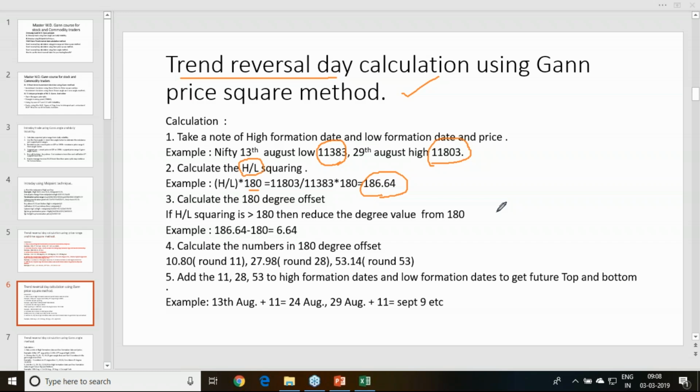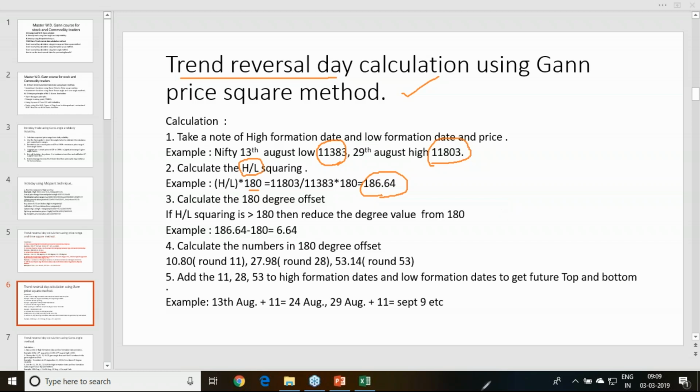So monthly, for the previous month, whatever the high has happened, 11,803 divided by 11,383. So this has given 1.036. This multiplied with 180 gives 186.64, the value you have got. So this is known as your squaring, how much we have gone beyond 180.